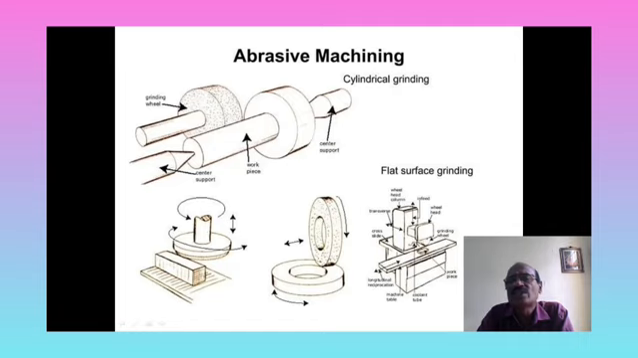Another one is flat surface grinding. The grinding wheel is rotated. Flat surface grinding removes metal from flat surfaces of the lathe or any machines.